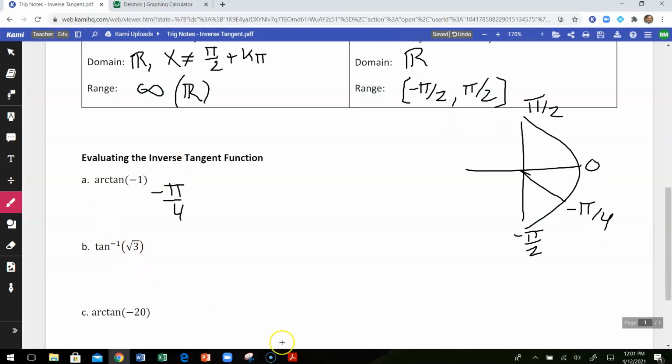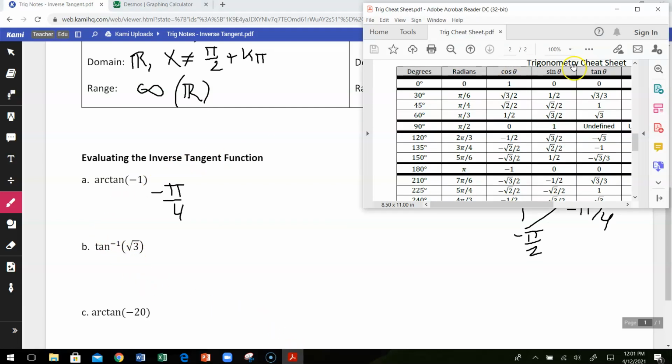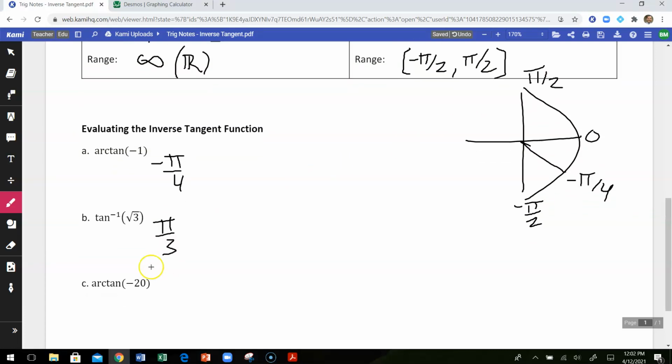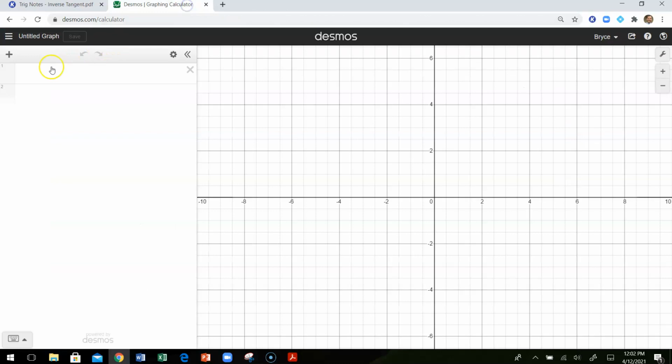Inverse tangent of root 3. Again, just look at your sheet here. Look for when tangent is the square root of 3, and that happens at pi over 3, just again looking in quadrant 1. And then arctan of negative 20. Negative 20 is clearly not a unit circle value, so I'm going to just use my calculator for this. I'm going to do inverse tangent of negative 20, and I got a value of negative 1.5.